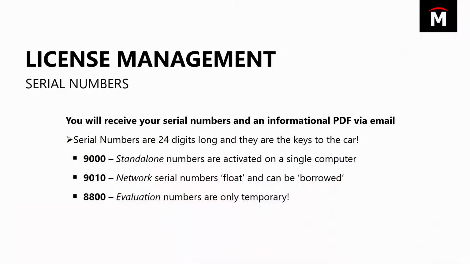Now, after your purchase is processed, you will receive an email with your serial numbers and an informational PDF about installation. These serial numbers are what you pay for, so keep track of them. A serial number starting with 9000 is a standalone and can be activated on a single computer or for a single user's login information. A 9010 number is a network serial number, which is normally activated on a server machine and allows client computers to obtain licenses as needed.